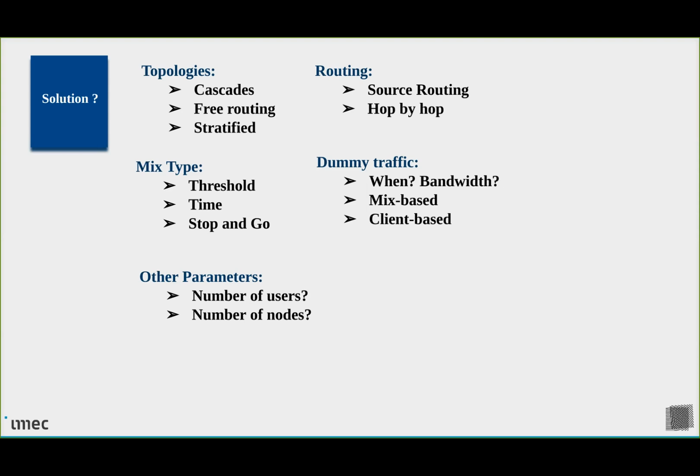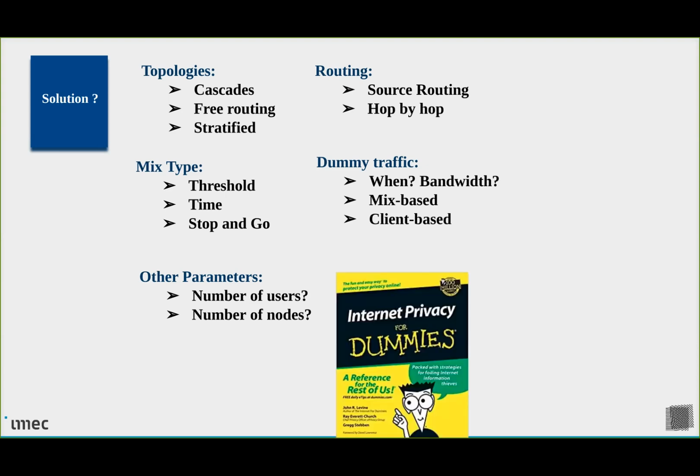What if we design a system for 1 million users, and then it turns out only 1,000 users will use it? Should we come up with a new design, or should we just adapt our system? And if we're going to adapt, how are we actually going to adapt the parameters? I wish there was such a book as Mixnet Design for Dummies, but there isn't.